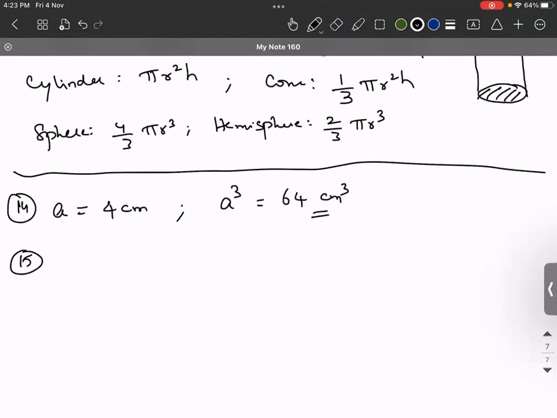So the length of a cold storage. Okay, you guys do it. Let me see. Don't look at the solution. Do it genuinely.